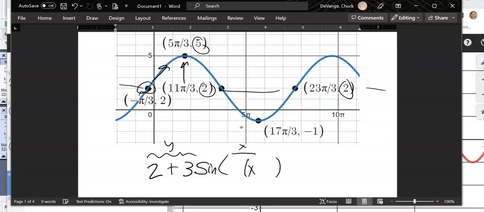Let's see, x. Oh, and remember that first identified point is my shift off 0. It's negative pi over 3. Without a shift, that would be a 0. It's been moved to the left pi over 3. So plus pi over 3.